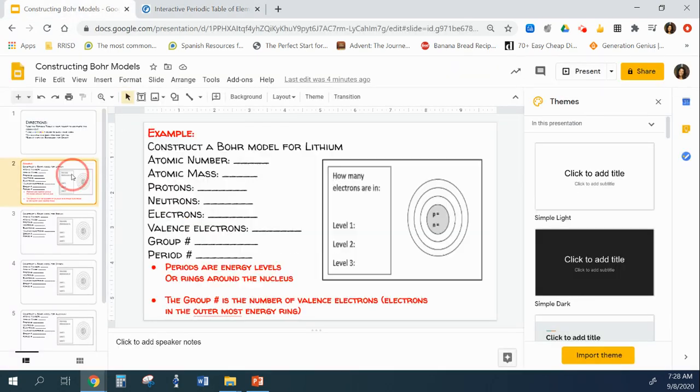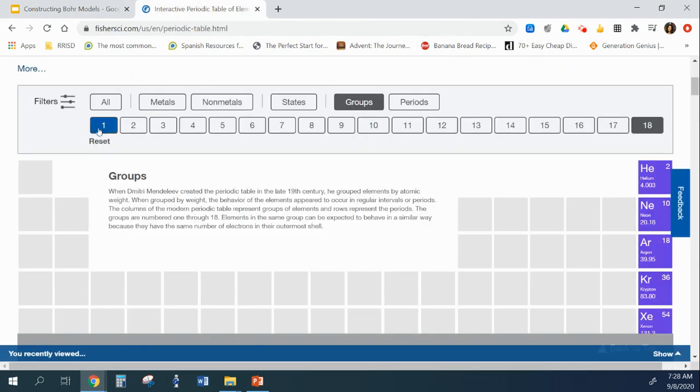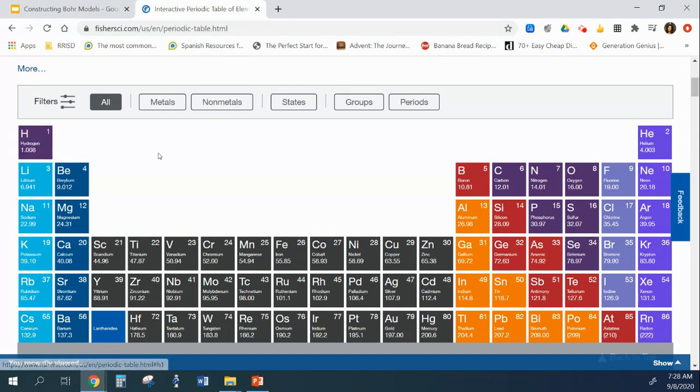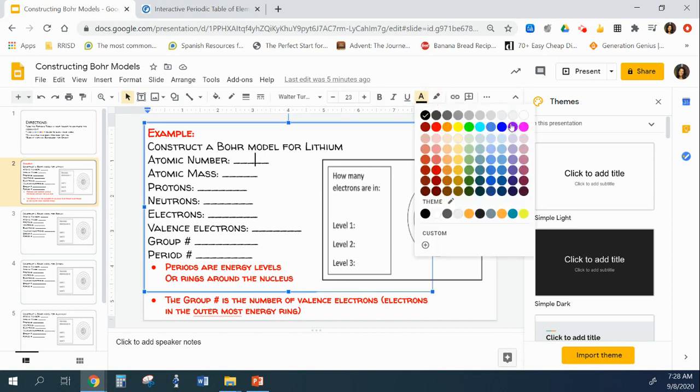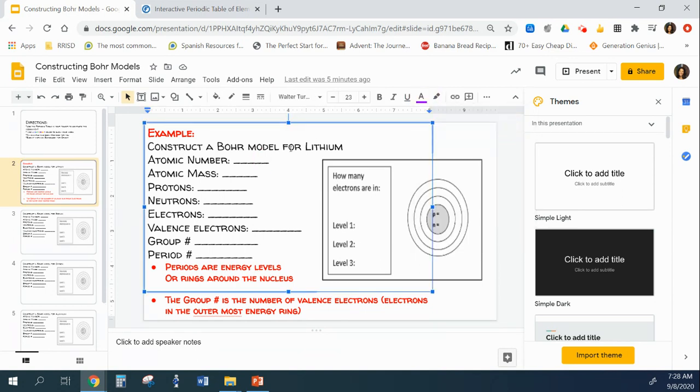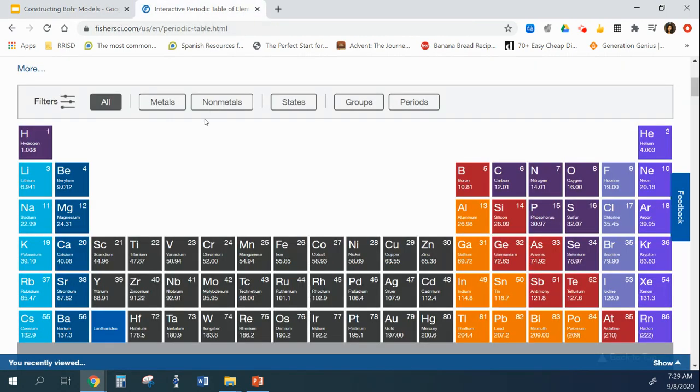Okay, so if we were to do our example together, let's start with lithium. If I go back to my periodic table and I'm looking for the atomic number, let's see, lithium's right here. So my atomic number is going to be this number at the very top. So my atomic number is 3. I'm going to go back. I'm going to choose purple because I love purple. And I'm going to say it's 3. My atomic mass, going back, it's this number that's at the bottom.